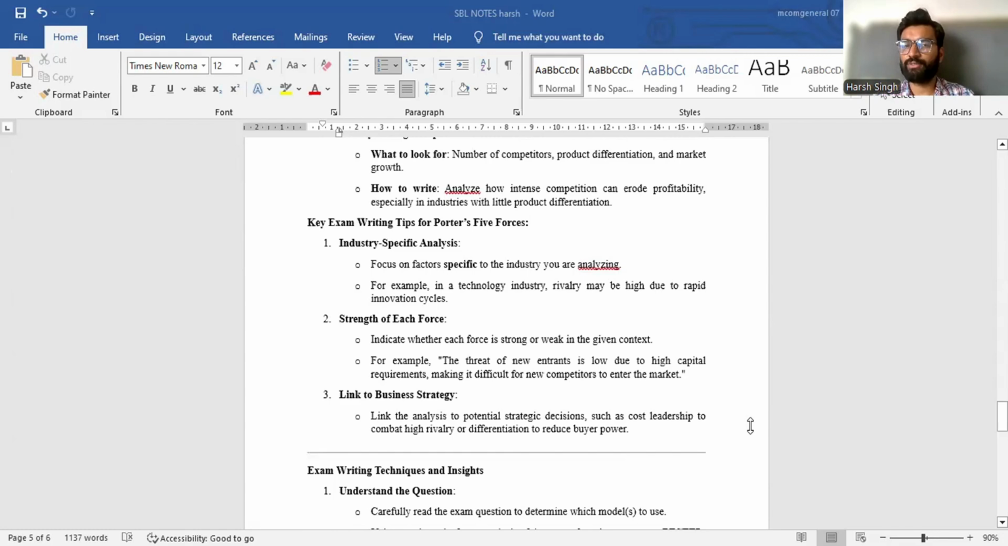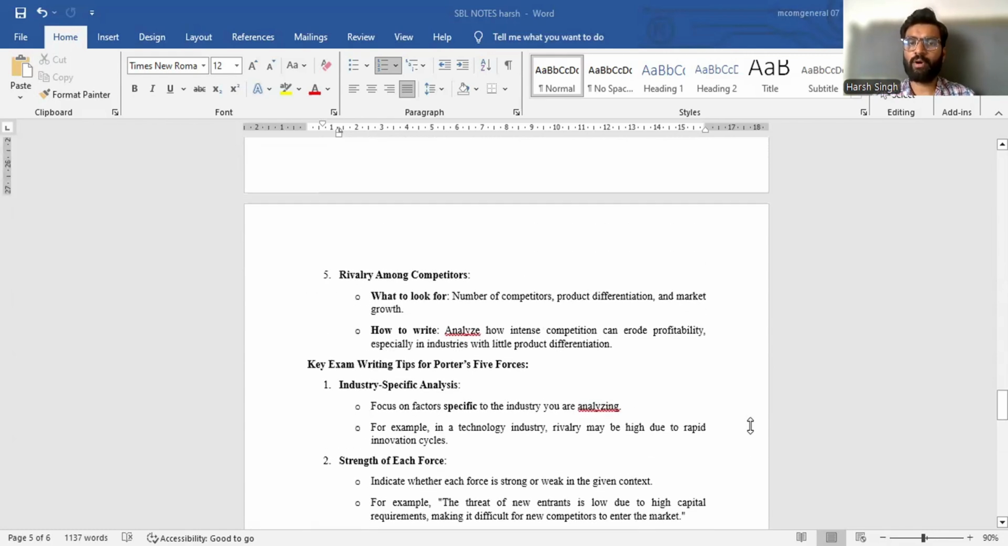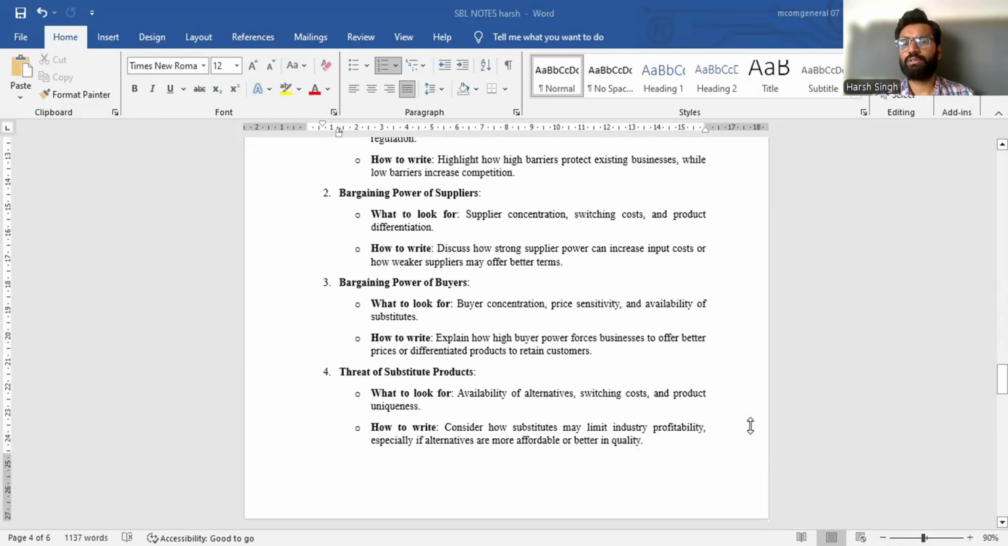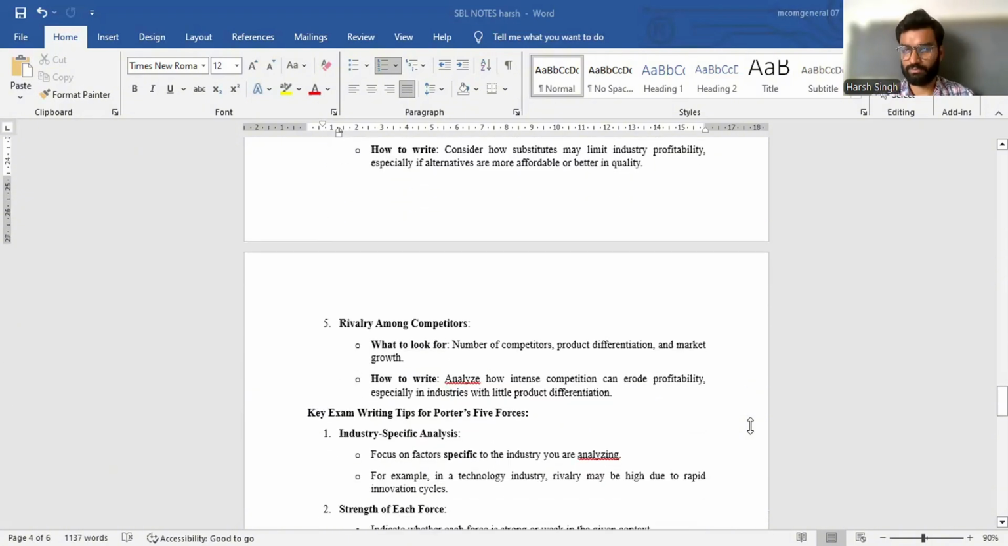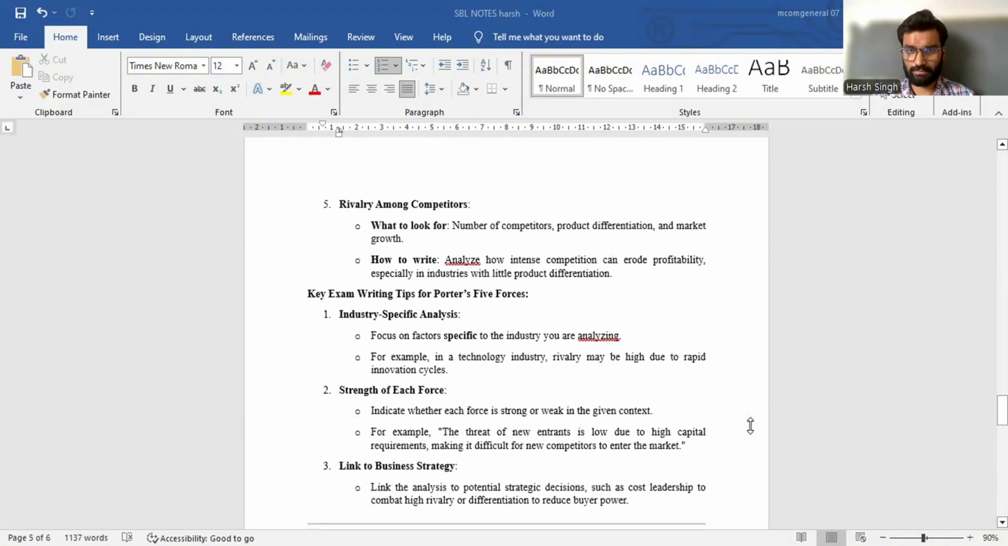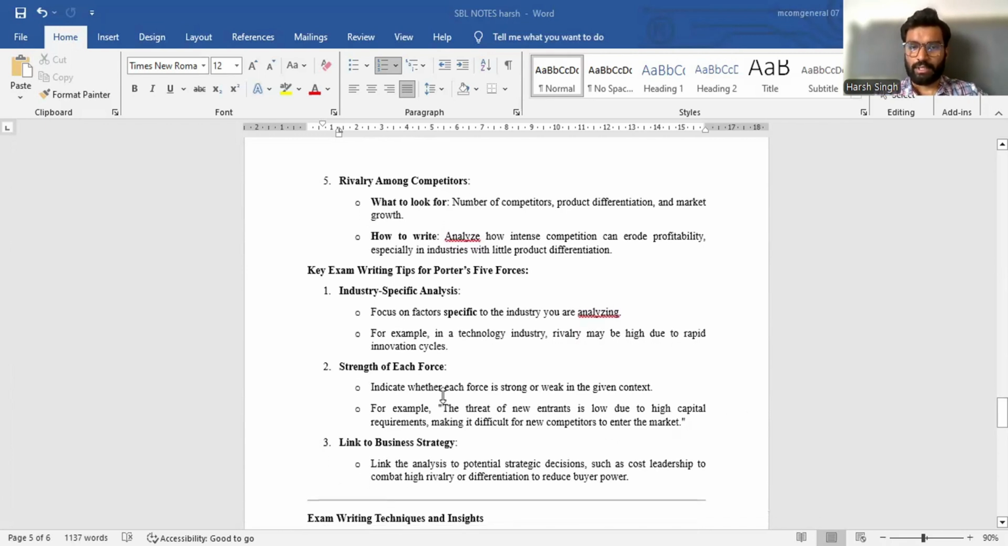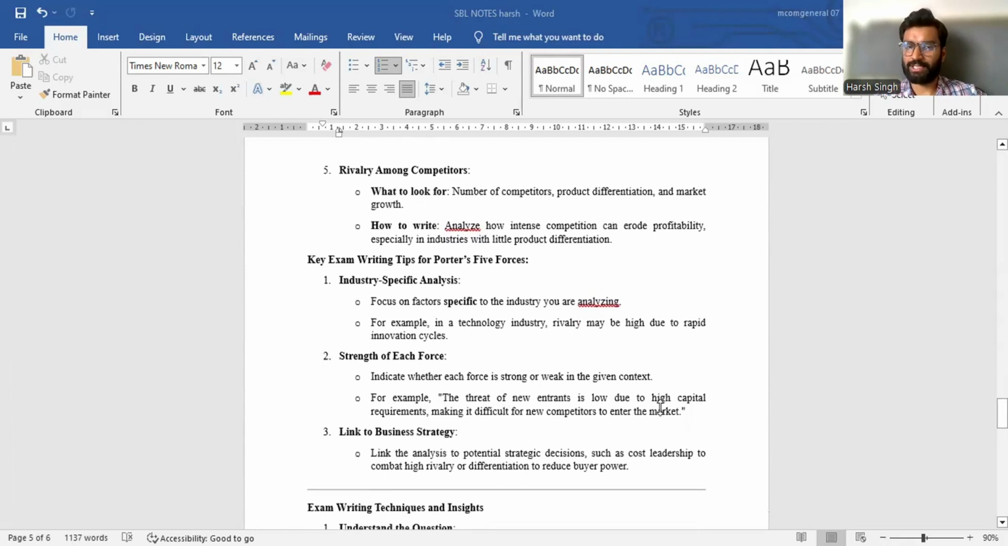Then strength of each force. Indicate whether each force is strong or weak. Let's say you have a very unique product, so the threat of substitute products will be low. Then, for example, the threat of new entrants is low due to high capital requirements, making it difficult for new competitors to enter the market.